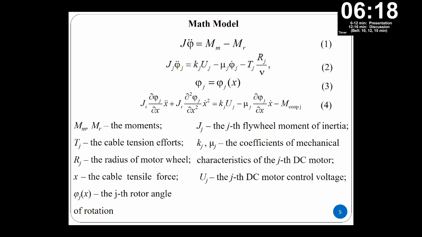In the general case, the differential equation of motion of the rotor of an electric motor, or the crankshaft of an internal combustion engine driving the propulsion device, has the form of equation one, where J is the reduced moment of inertia of rotating parts, M with index M and M with index R are the moments developed by the engine and the moment of resistance due to overcoming useful resistance forces and friction forces, and phi is the angle of rotation of the rotor of the engine.